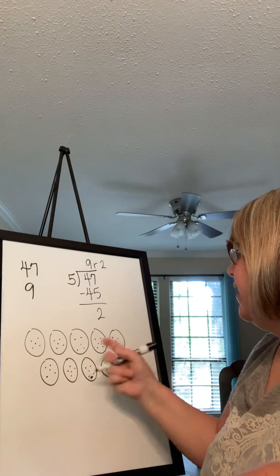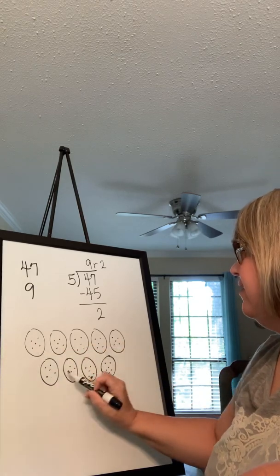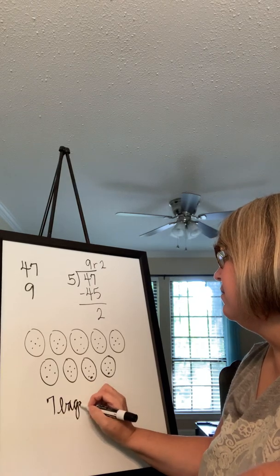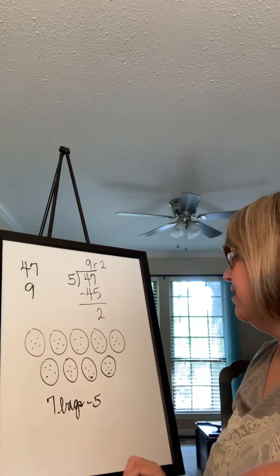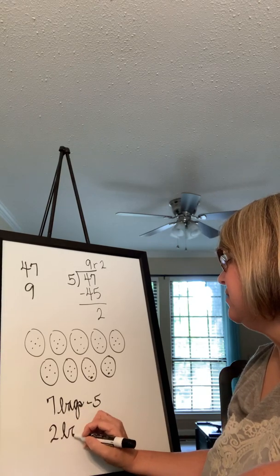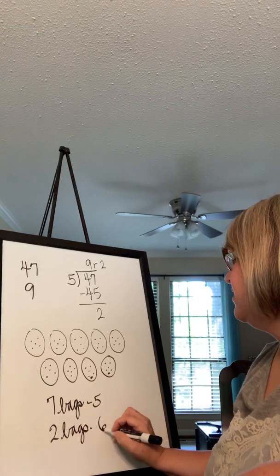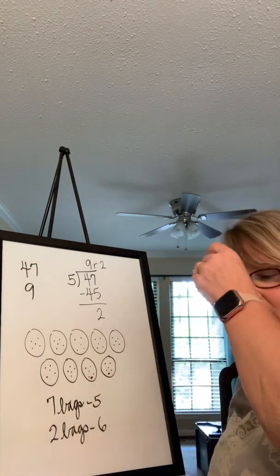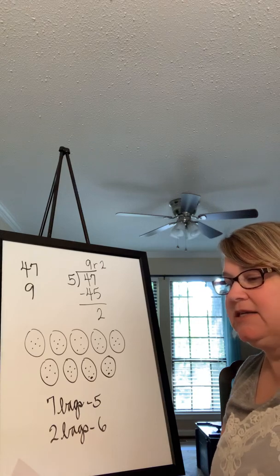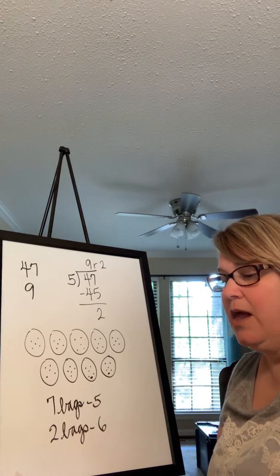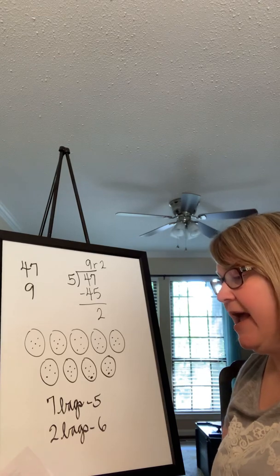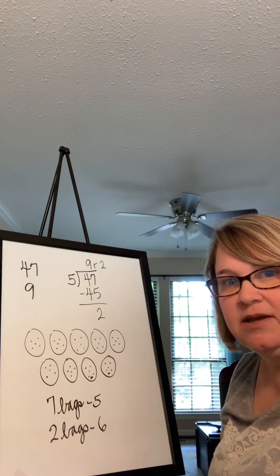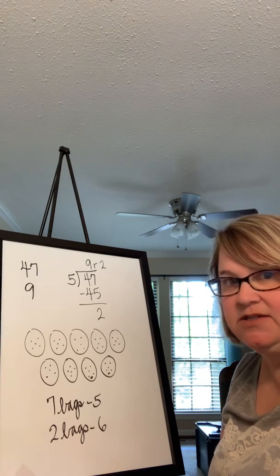So we can see then that we have 7 bags that have exactly 5 muffins, and 2 bags have 6 muffins. So that one's a little bit kind of tricky because it's not just asking you how many muffins are in each bag. It's saying how many bags have exactly 5 muffins and how many have 6 muffins.